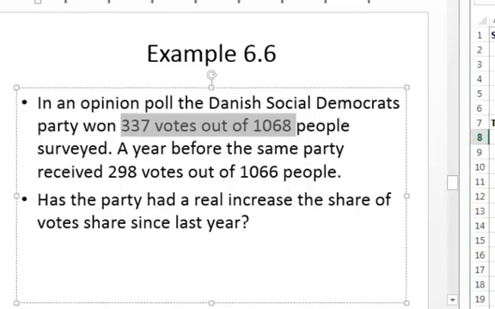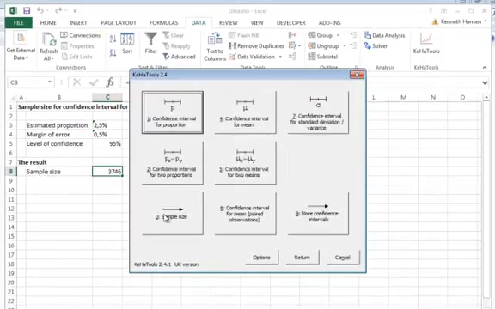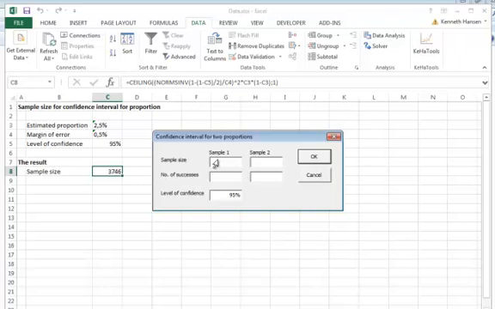Now we calculate a confidence interval, but the confidence interval is a difference between two proportions. The proportion now, so we write in the current sample, and the proportion a year ago, and we now calculate the difference between these two proportions.